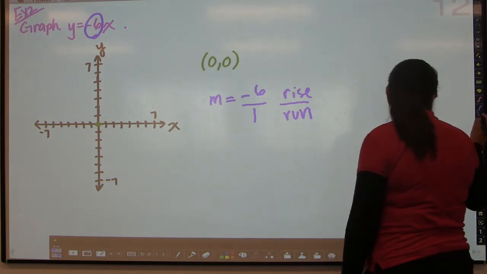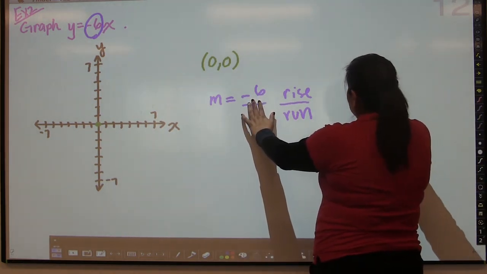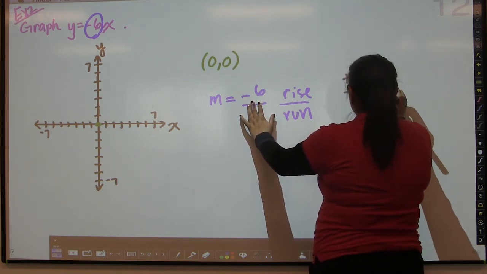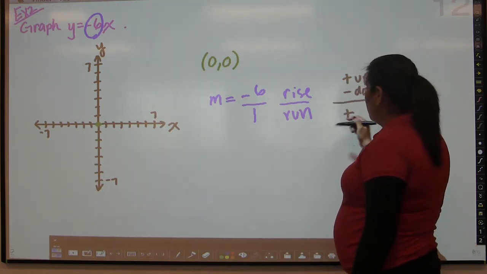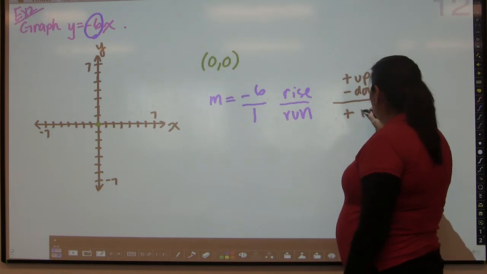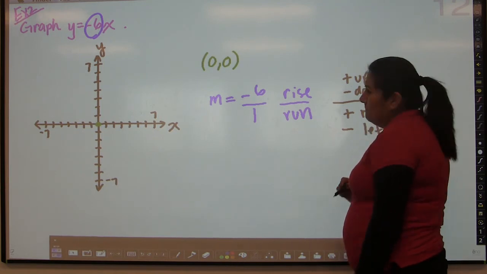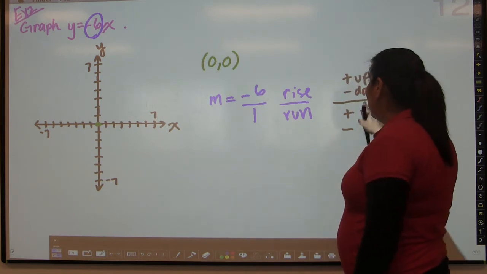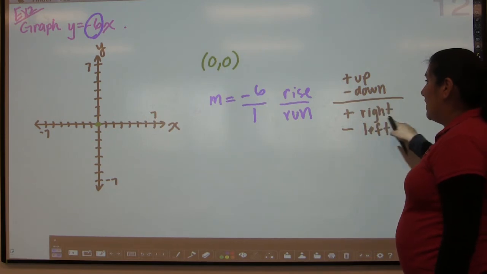So I kind of want to tell you that right now. You can write this down. If the top number of the fraction is positive, it means you go up. If it's negative, it means you go down. And on the bottom, if you have a positive number on the bottom like we do, you're going to go to the right. And if you have a negative number on the bottom, you're going to go to the left. Okay? So right now, my slope is -6 over +1. The -6 tells me to go down 6 units, and the +1 tells me to go right 1 unit.